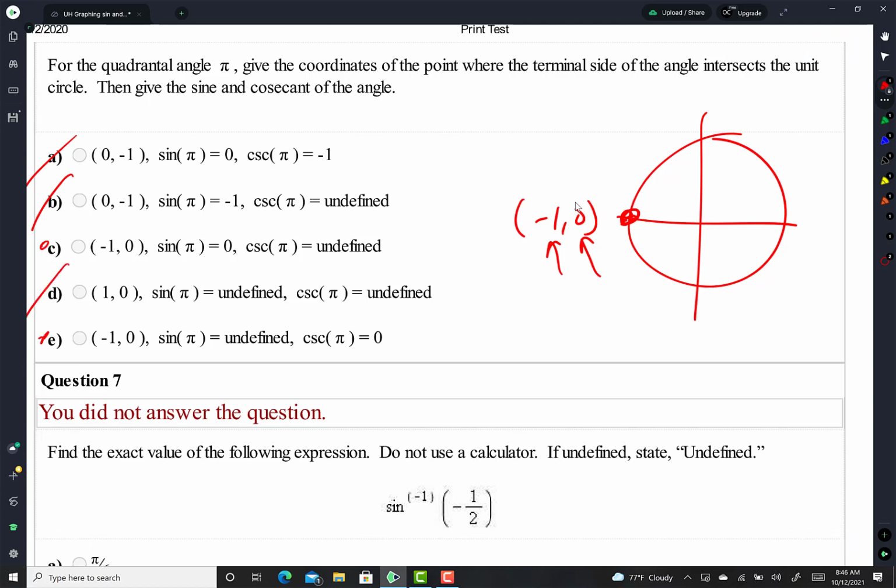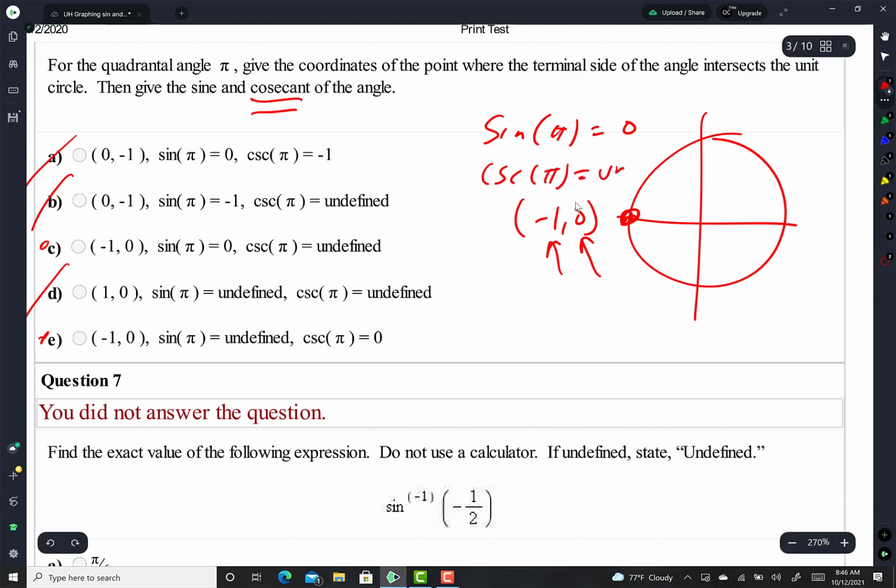And then next, what do they say? Then give the sine and cosecant. Sine of pi is 0 because sine is a y value. And cosecant is the reciprocal of sine. So what's the reciprocal of 0? It's undefined. It doesn't have a reciprocal, guys. So it is C. Cool.